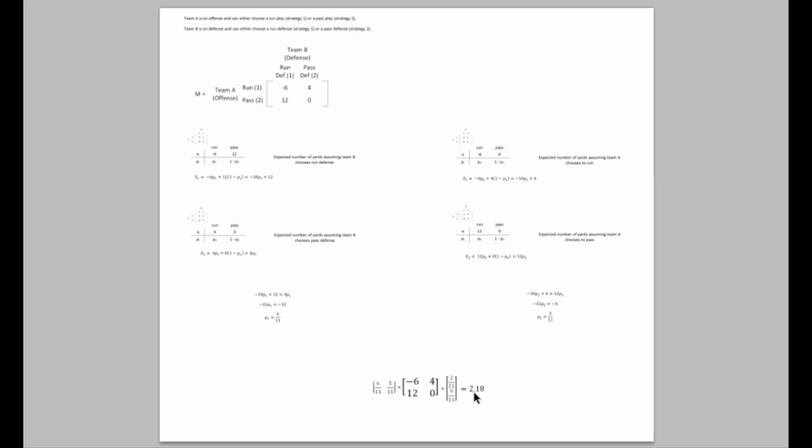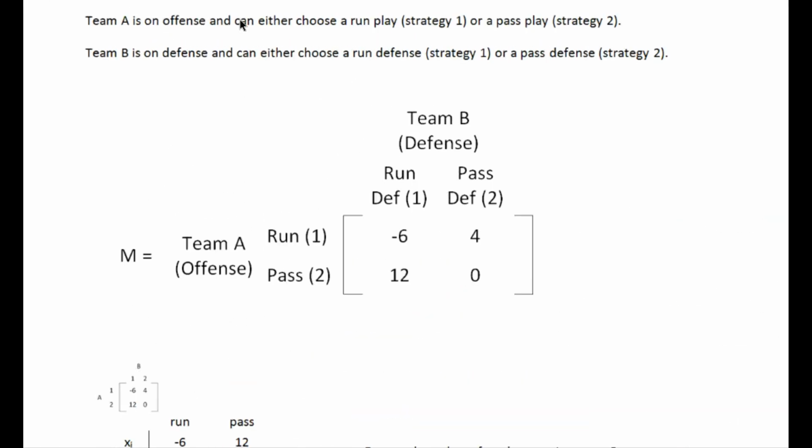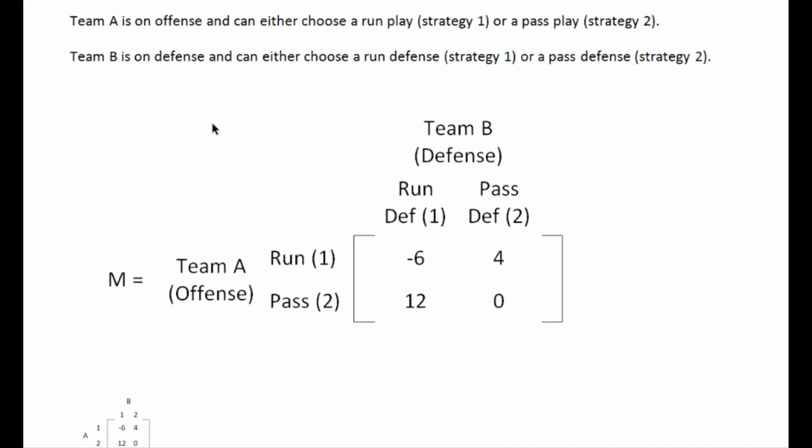For this video, we'll use the example of a football game to explain. It's very simplified and unrealistic as far as football is concerned, but it'll work for a basic example. So what we have is two teams, Team A, which is on offense, and can choose either a run play or a pass play. Team B is on defense and can either choose a run defense or a pass defense. So the numbers in our matrix represent the yards gained or lost by Team A.